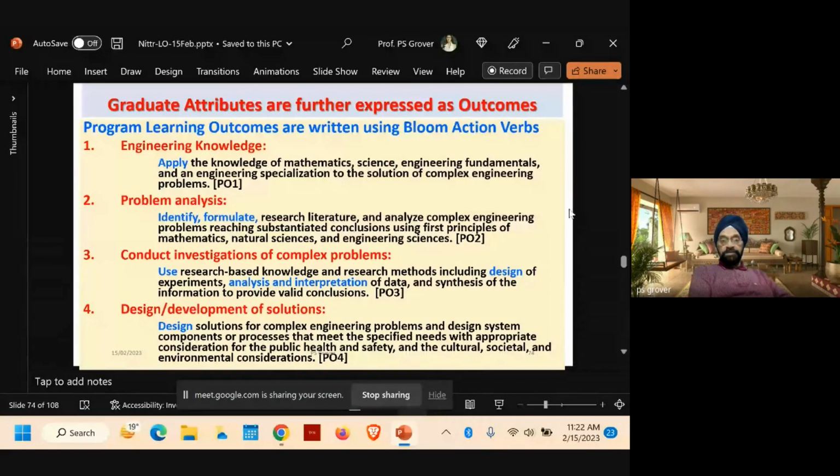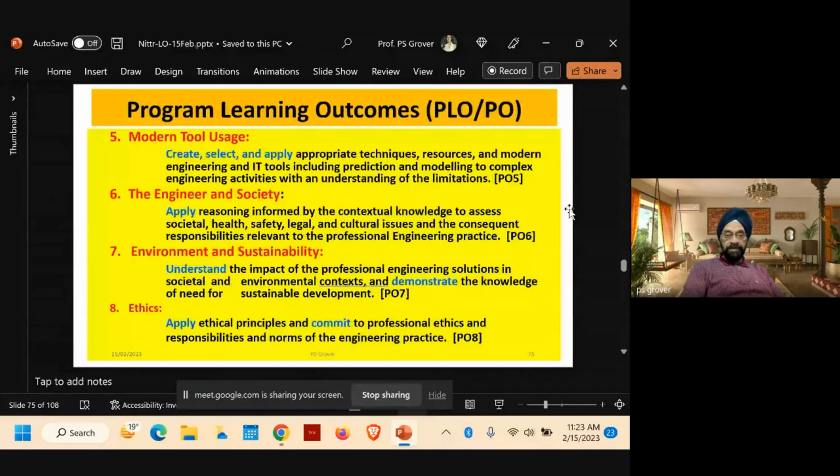This is from the NBA. Engineering knowledge: the verb used is apply. Problem analysis: the verbs used are identify and formulate. Conduct investigation of complex problems: use, design. These have been prepared very carefully and mention specifically what is to be done. Each one of these verbs, which I have highlighted here in a different color, sends the signal of the level at which the student is required to be trained.